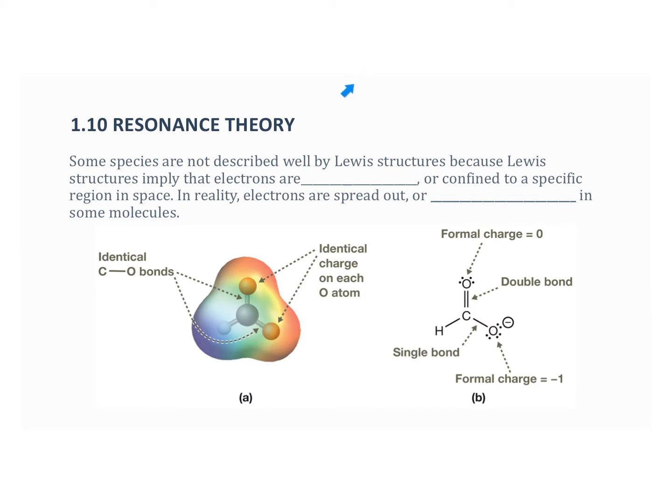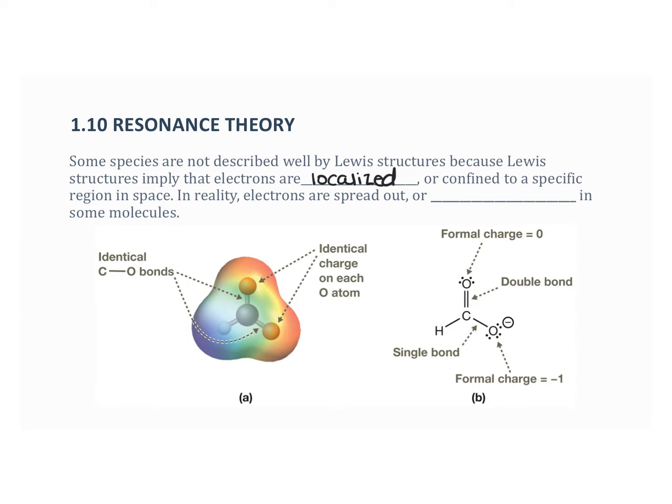And resonance theory just basically says, look, some species aren't described well by Lewis structures because Lewis structures imply that electrons are localized. Now, what localized means is that electrons are shared, right, between just two atoms. So, for example, these electrons between the hydrogen and the carbon here are localized electrons. They're just shared between these two atoms.